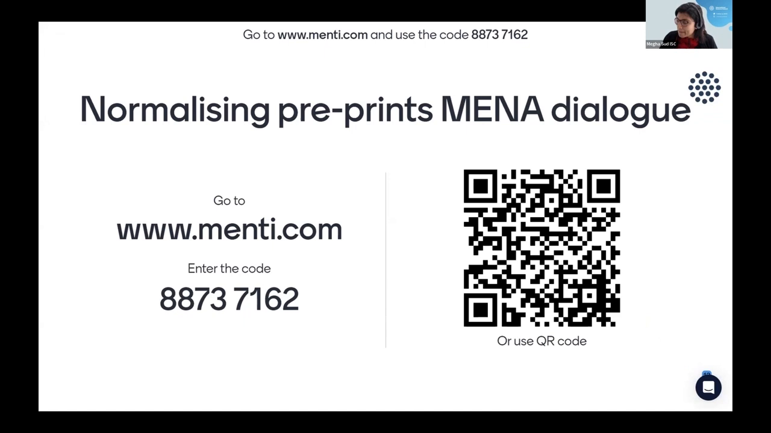So let's move on to the first question. The instructions will stay on the top of the slide. So those of you who are still joining will still see the code and the link that you need to be able to join. And if you have any trouble, just drop it in the chat and one of my colleagues will help you through.